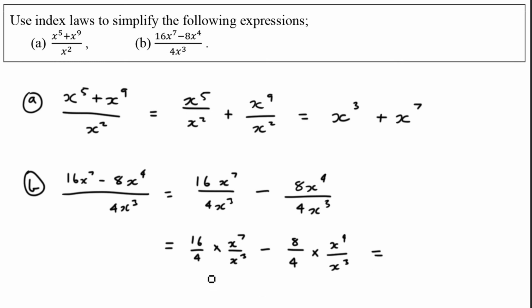For the first of these terms, 16 over 4 is 4. What have we got 4 lots of? x to the 7 over x cubed, which will be x to the 7 subtract 3. That will be x to the power 4. Then what do we have to take away? 8 over 4 is 2. What have we got 2 lots of? x to the 4 divided by x cubed, x to the 4 subtract 3, x to the 1, or just x.